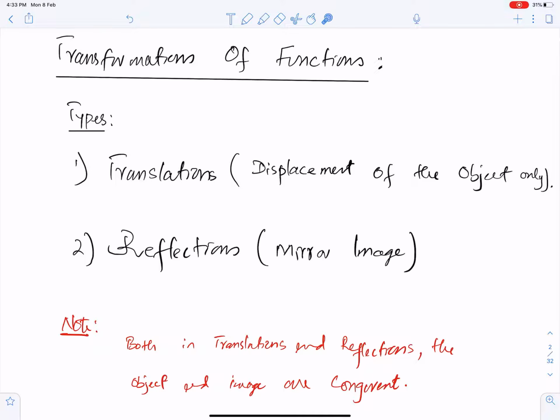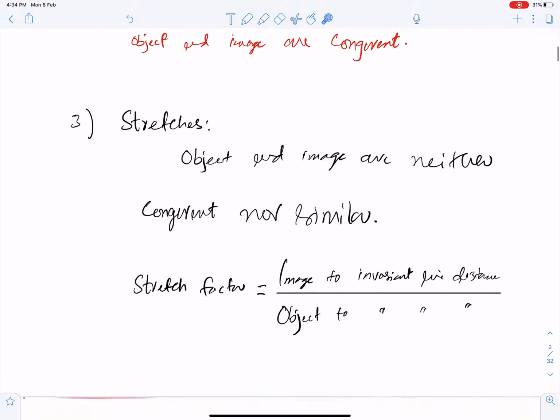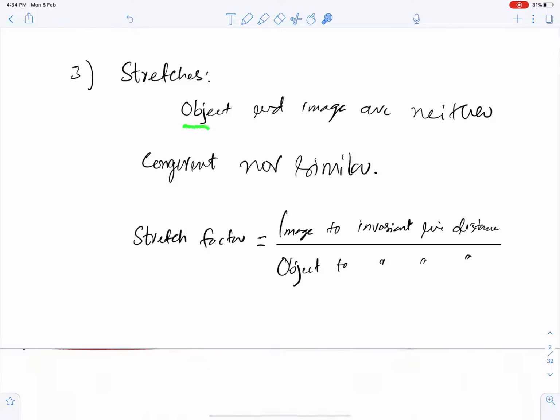Well, there are three types of transformations in our syllabus. Number one, translations. It is the displacement of the object. Number two, reflections. We get mirror image in reflections. Well, both in translations and reflections, the object and image are congruent. Number three, stretches. In a stretch, object and image are neither congruent nor similar.